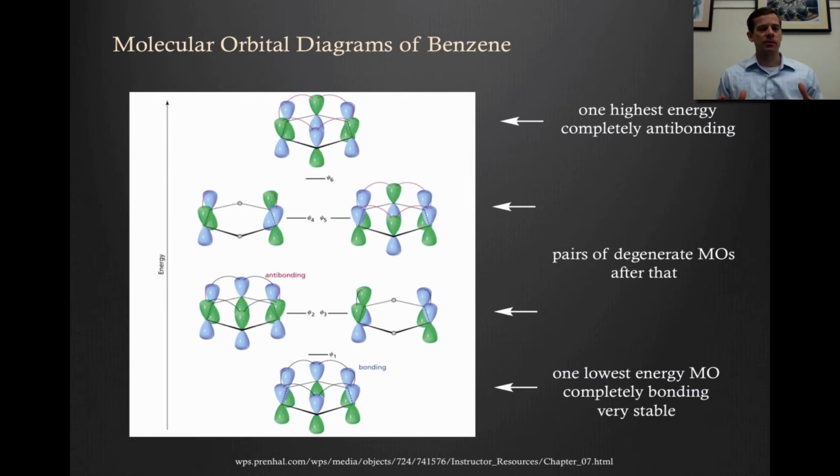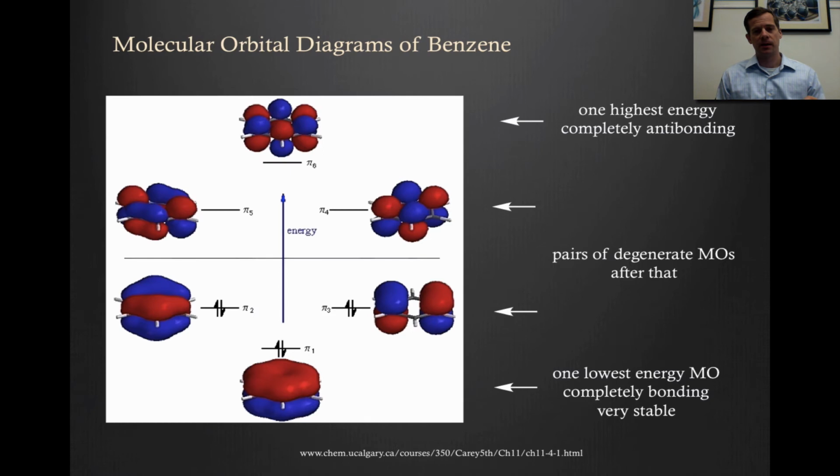Okay, so that's the molecular orbital diagram of benzene. And it's very much impacted by the symmetry requirements of having a cyclic conjugation as opposed to a linear one. Before we go on, here's just a different picture of the molecular orbital diagram of benzene. And this is actually a bit more realistic in that these would be calculated using quantum mechanics, so they're a bit more realistic than these cartoon-looking orbitals.